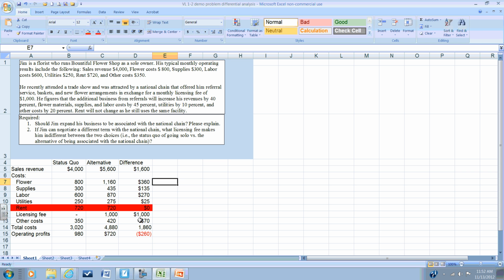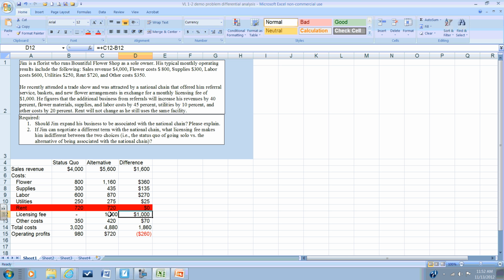So we look at our other increase in cost versus the revenue, and we can say that if the national chain agrees to reduce their licensing fee by the difference between what we are making currently versus if we accept their offer, we can then accept their offer.